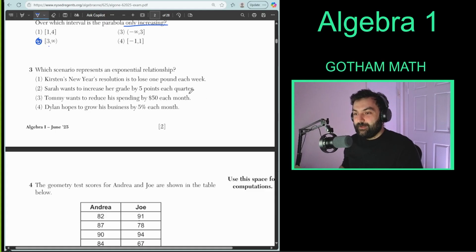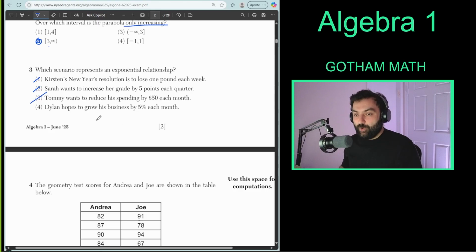Okay. So, anyways, 1 pound each week means that she's going to lose consistently 1 pound. It's not going to be 1 pound, then 2 pounds, then 3 pounds. It's just 1 pound each week. So it is linear. Wrong. Not exponential. Sarah wants to increase her grade by 5 points each quarter. Still linear. By 5 points, by 5 points, by 5 points. No. Tommy wants to reduce his spending by $50 each month. Same idea. By $50 down.